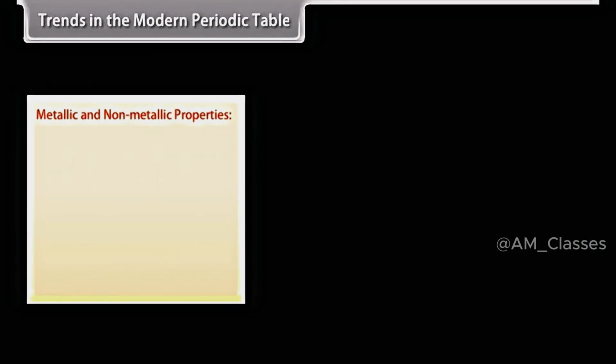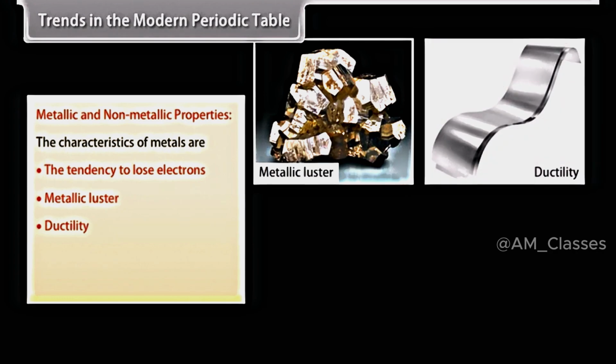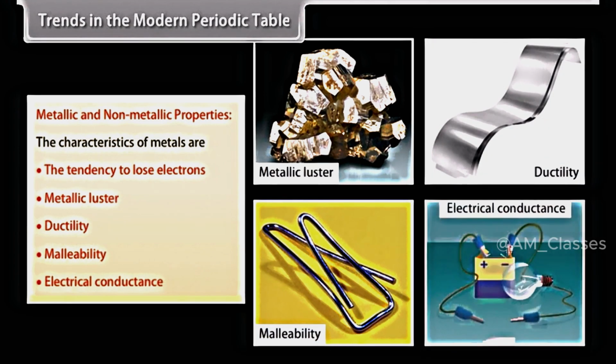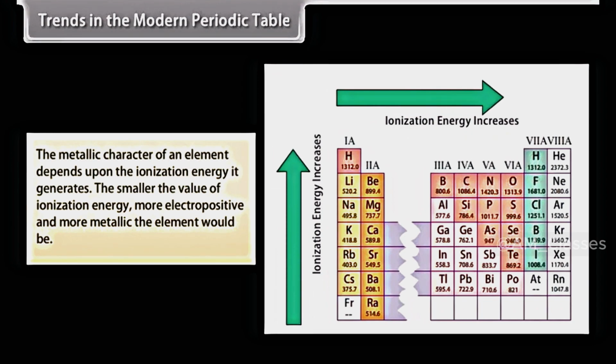Metallic and non-metallic properties. The characteristics of metals are its electropositive character, which means the tendency to lose electrons, metallic luster, ductility, malleability, and electrical conductance. The metallic character of an element depends upon the ionization energy it generates. The smaller the value of ionization energy, the more electropositive and more metallic the element would be.